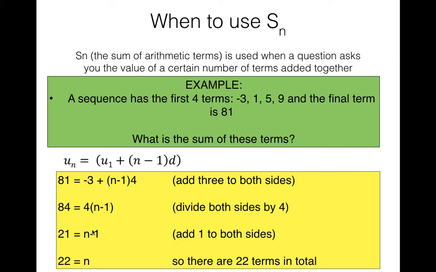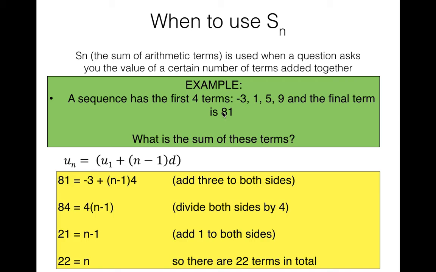Now all I need to do is get rid of that 1 to find out what n is. Or get rid of that minus 1. So I'm going to add 1 to both sides to get rid of the minus 1. And I end up with 22 equals n. So that means to get to 81 I must have had 22 terms in total. So now I know what n is, it's 22.